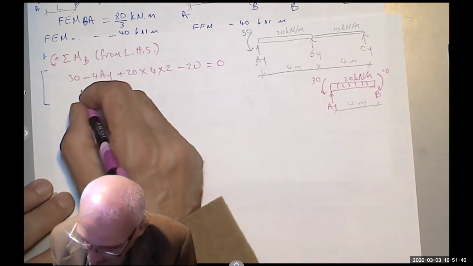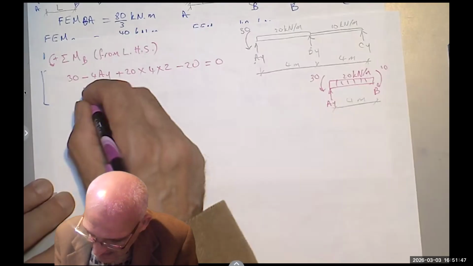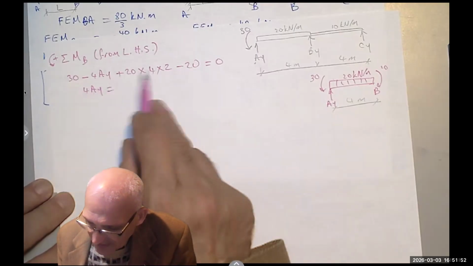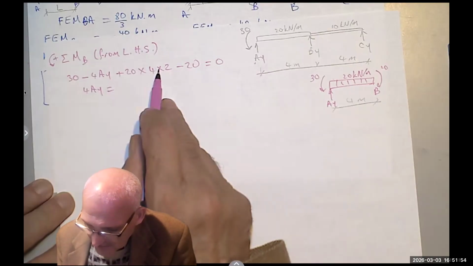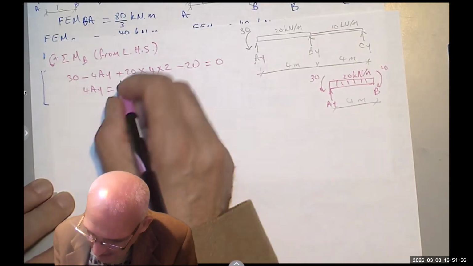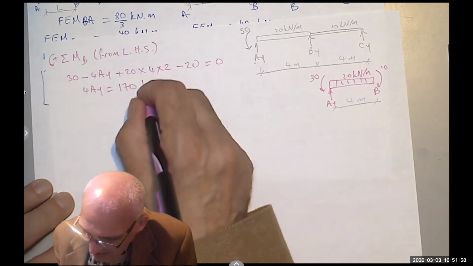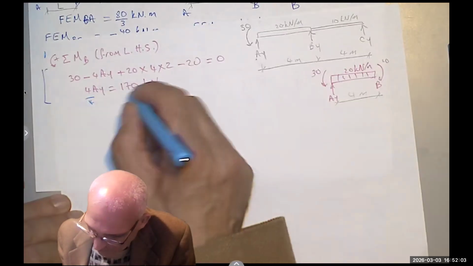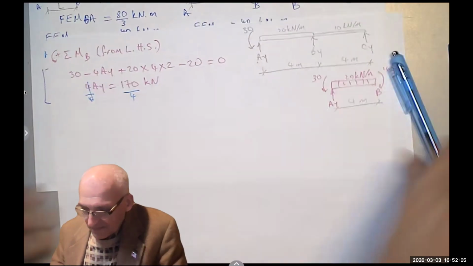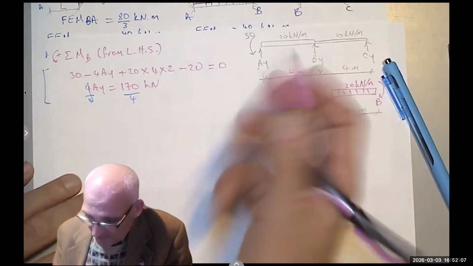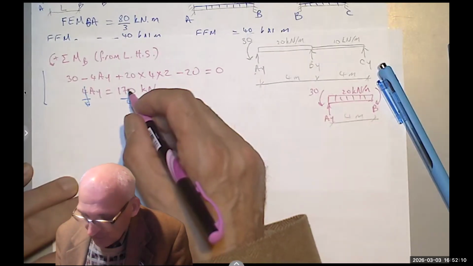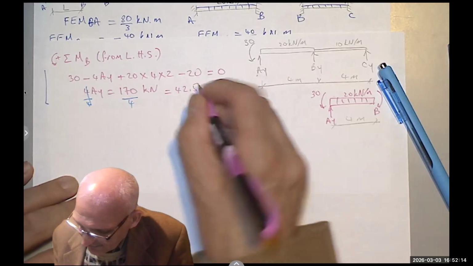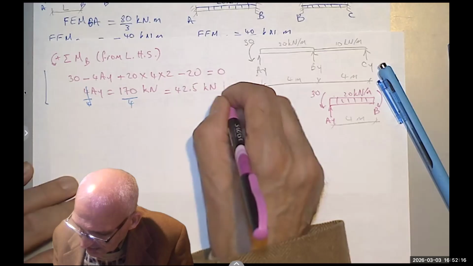So when I move the 4AY to the other side, it would be 30 plus 160. That's 190 minus 20 equals 170 kilonewton. Then I'm going to divide both sides by 4. 16 over 4 is 4, and 10 over 4 is 2.5. So I get 42.5 kilonewton going up.